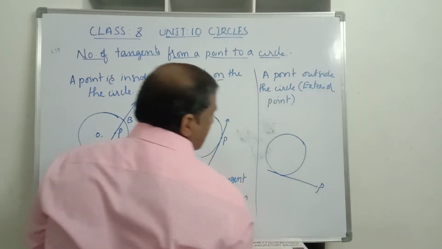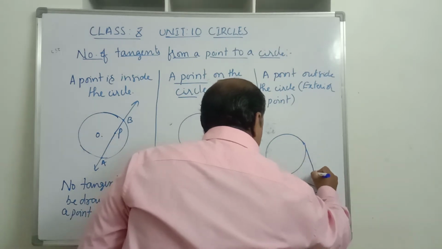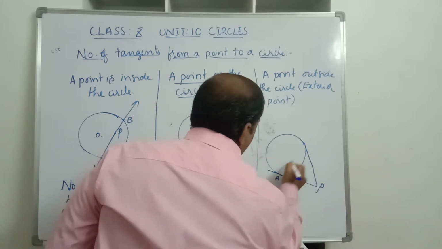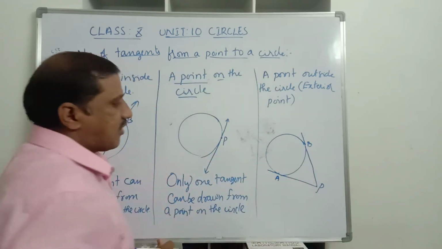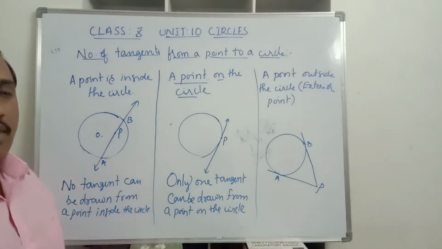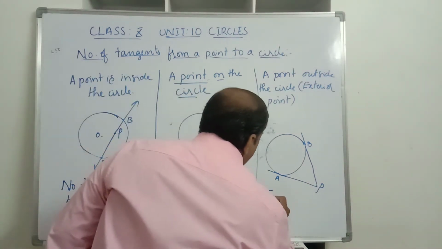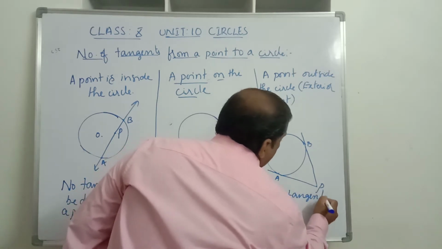So we can draw tangents to the circle from 2 points, let these be A and B. How many tangents can we draw from an external point? It is 2 tangents we can draw from an external point. How many tangents? 2 tangents can be drawn.